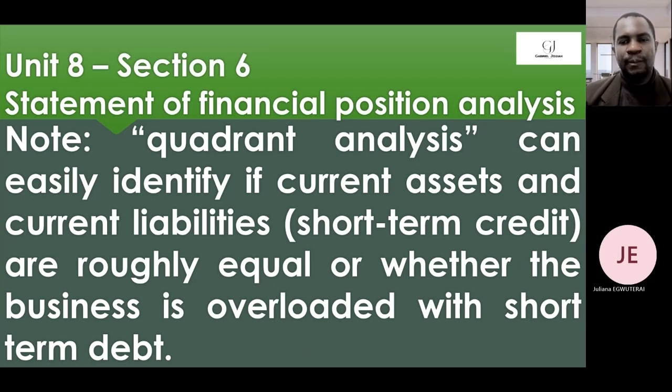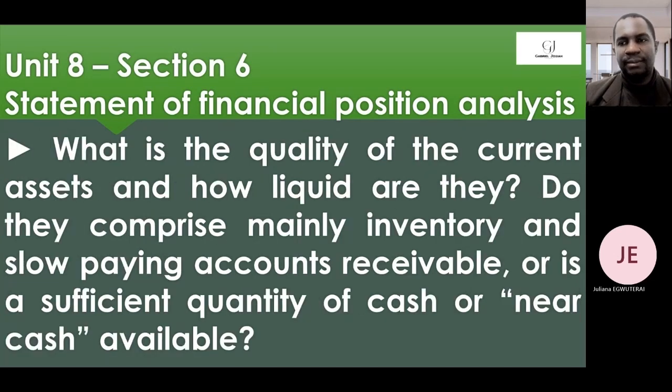So take note that current assets and current liabilities, which determine company working capital, if roughly equal, show that short-term debt is overloaded, because if your current assets equal your current liabilities, you don't have any funds for anything else. Short-term debt is currently overloaded and at risk of default on payment. But it should be above that, like 2:1, 3:1, like we saw in the ratio analysis we spoke about.